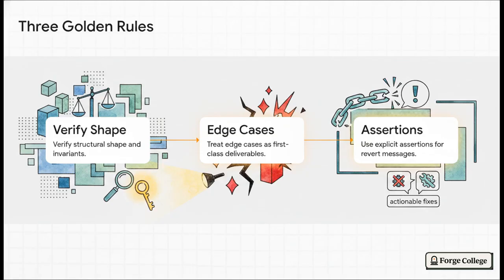And number 3, prefer explicit assertions. Don't just assert that a test fails, assert exactly why it fails by checking for specific revert messages and state snapshots. This makes your fixes actionable and future-proofs your code against accidental changes.